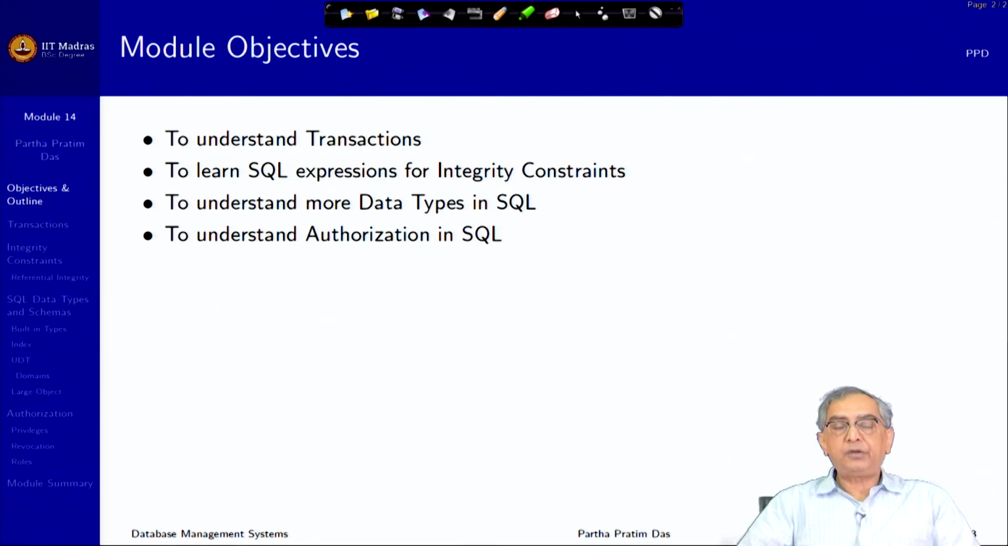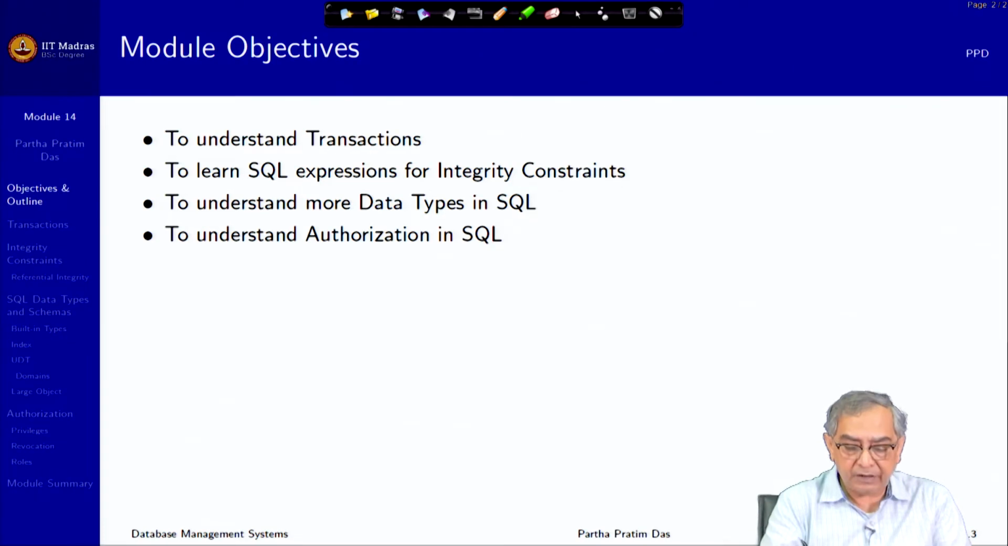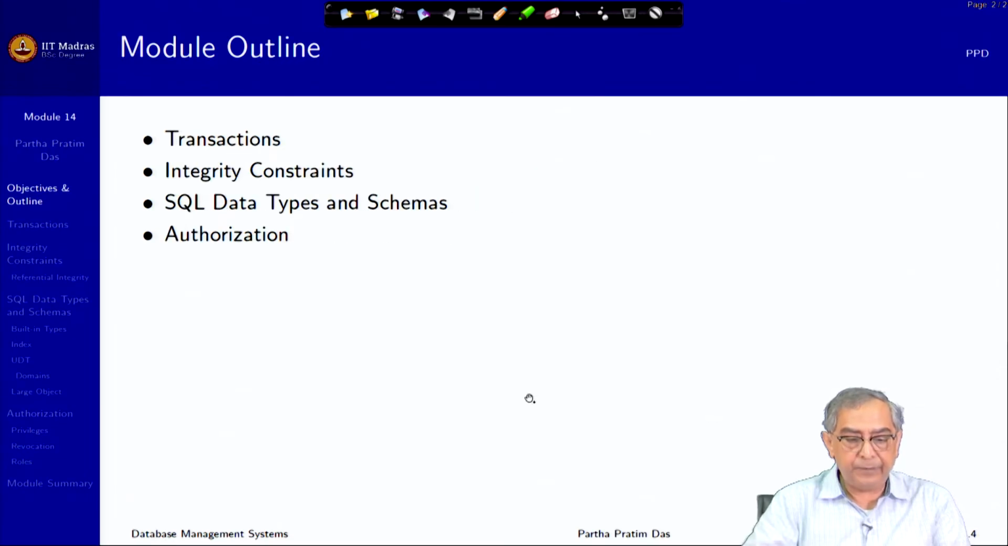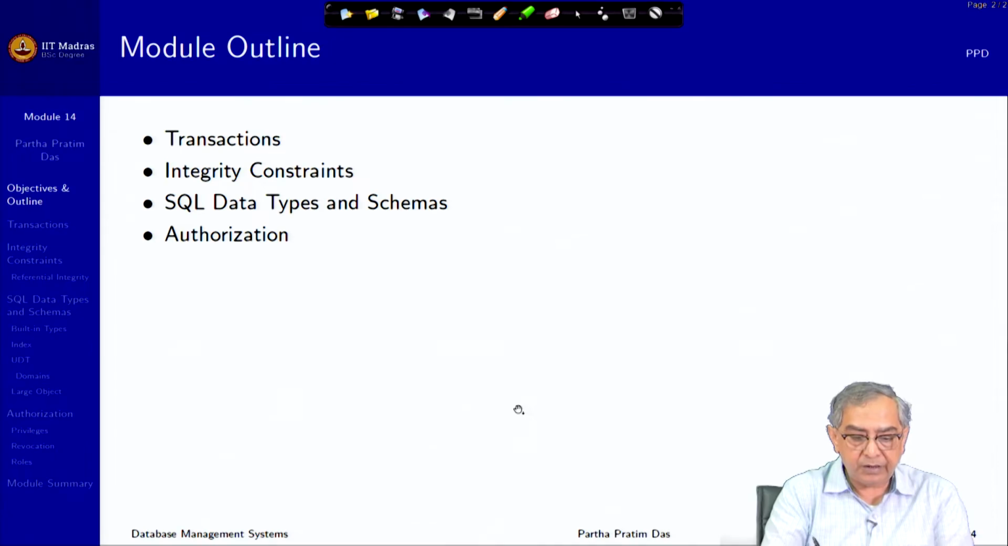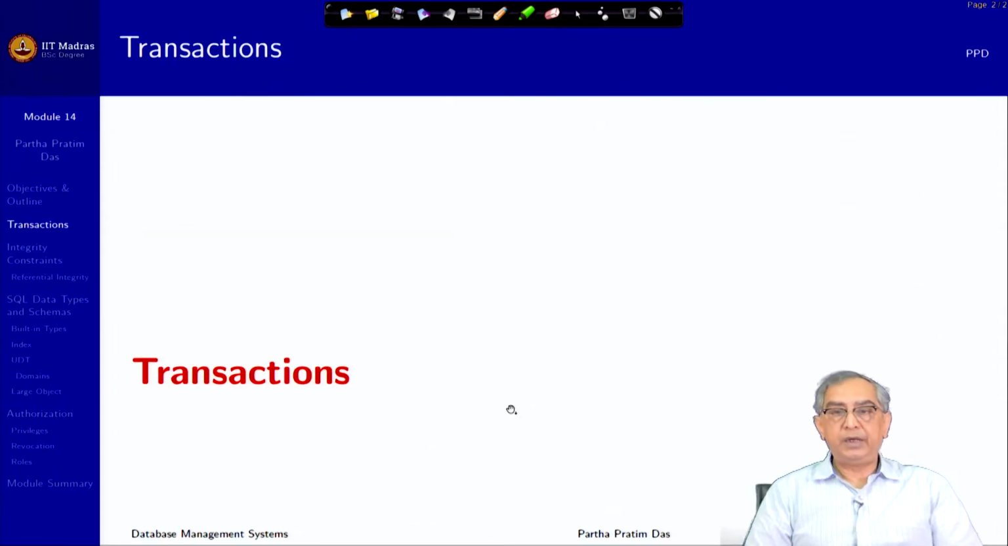Today in this module we will cover more intermediate features: transactions, integrity constraints. We have talked about some data types, we will talk about some more, and the authorization aspects, each one of them very critical in their own way. So, this is what will be our main target to learn, so that we can actually get close to using SQL for database applications.